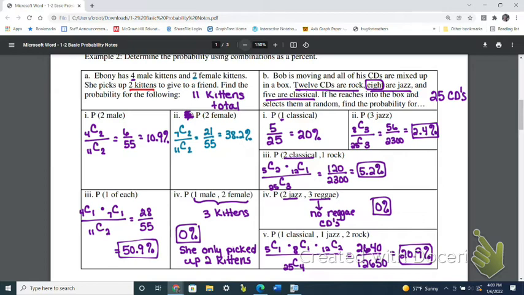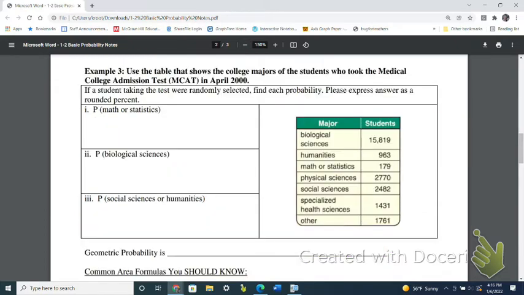So let's go and try to use a table to get some of this information as well. So let's look at example 3. It says, use the table that shows the college majors of students who took the medical college admission test, the MCAT, in April 2000. If a student taking the test were randomly selected, find each probability. Express your answer rounded as a percent.